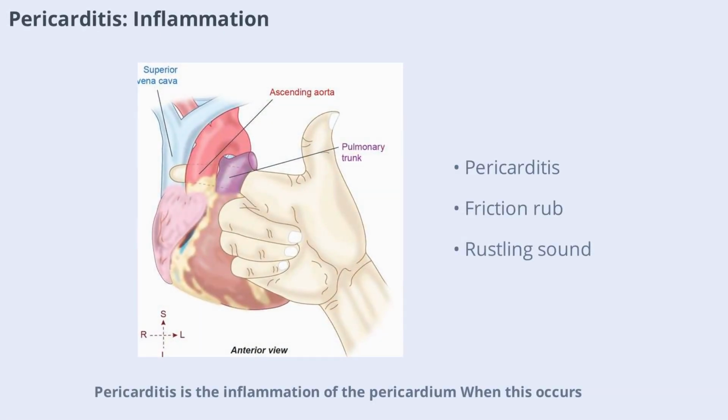Pericarditis is the inflammation of the pericardium. When this occurs, the smooth surfaces of the serous pericardium become rough, resulting in a pericardial friction rub. This can be heard as a rustling sound, similar to silk, when using a stethoscope. Recognizing these clinical signs is essential for timely diagnosis and treatment.